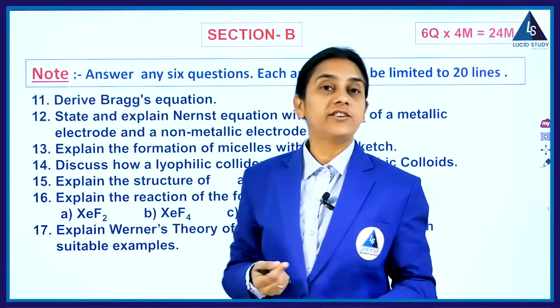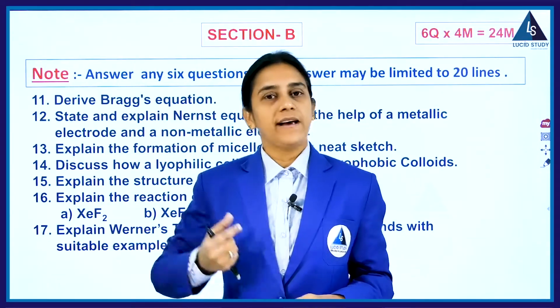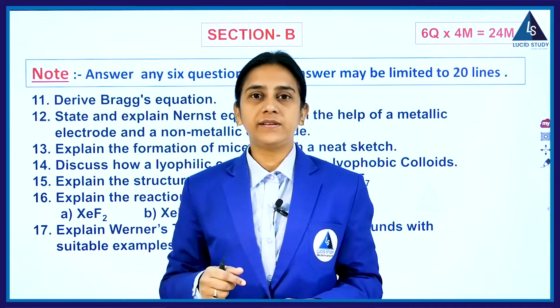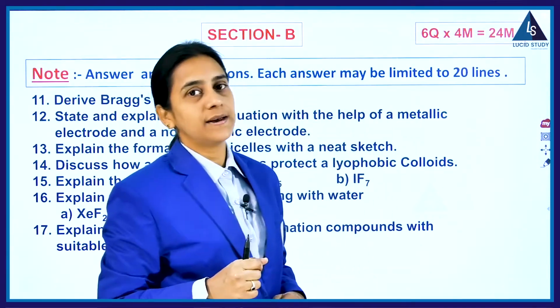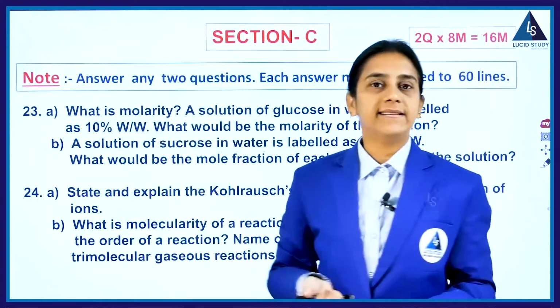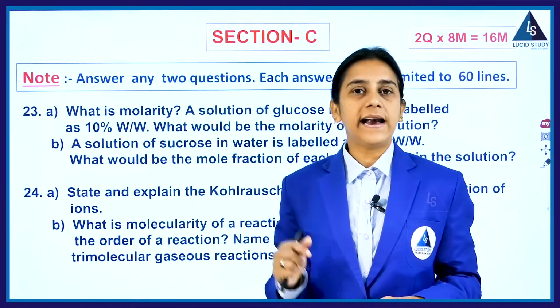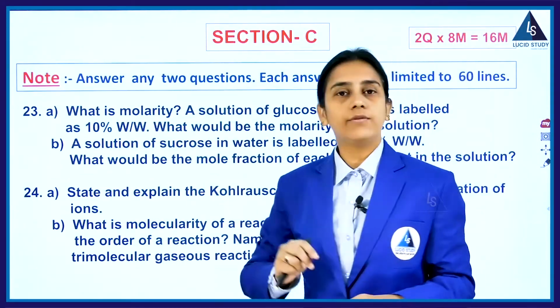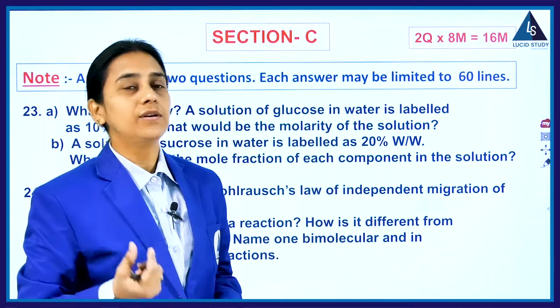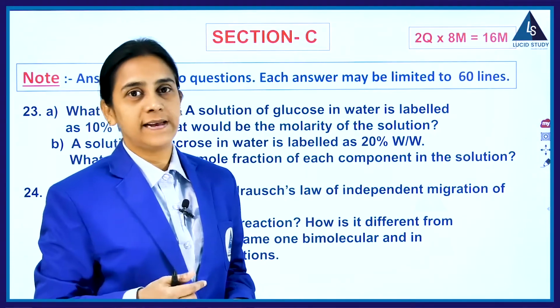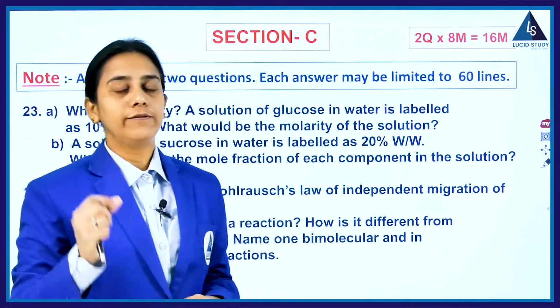And come to your Section B. In Section B, we have to answer any 6 questions and each carries 4 marks. 6 questions of 4 marks is equal to 24 marks. And in Section C, we have to answer any 2 questions. They will be giving 4 questions and each question carries 8 marks. 2 questions of 8 marks is equal to 16 marks. On the whole, the paper is of 60.